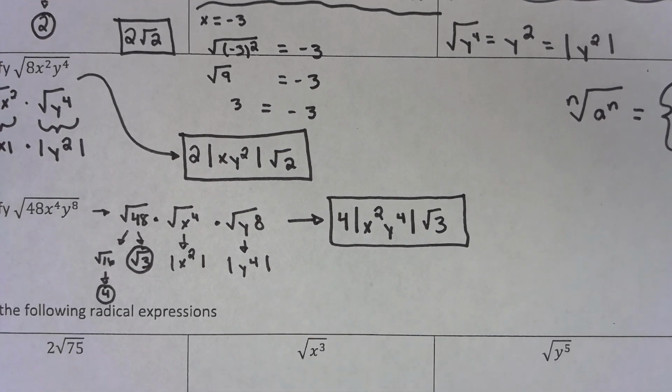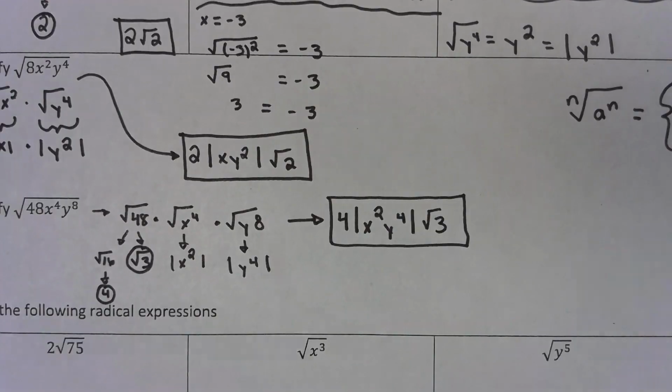All right, very similar idea to the square root of y to the 8th. Dividing that exponent by 2 makes that y to the 4th. Again, I'm using absolute value brackets because of us starting with an even root. And thus, when I combine all of this, the most simple way to write this is 4 times the absolute value of x squared y to the 4th times the square root of 3. All right. Any questions thus far? Before we work through just one more example here, or 2 more.